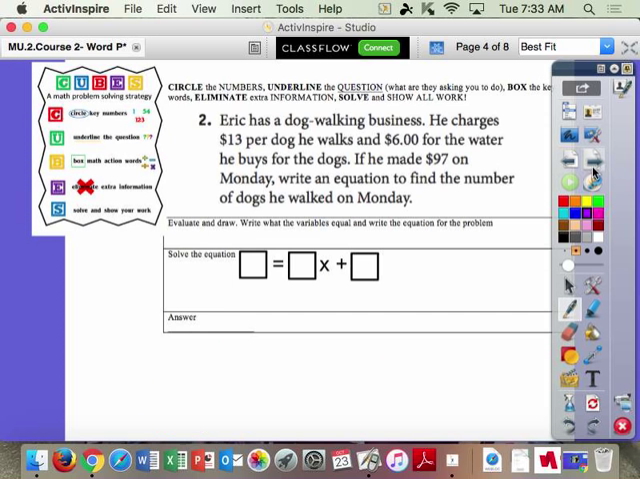Okay? So if we do the same thing, Eric has a dog walking business. He charges $13 per dog and $6 for the water. He made $97 on Monday. Write an equation. All right? Circle, circle, circle. What are they asking you to do? Write an equation, find the number of dogs he walked. All right? Box the action words. Again, that per dog is super important.